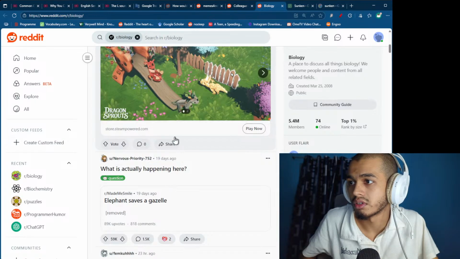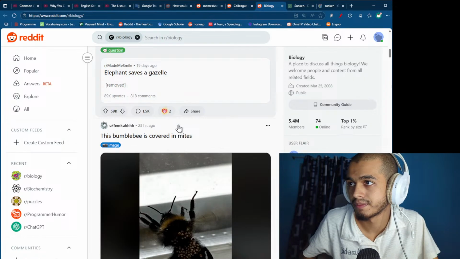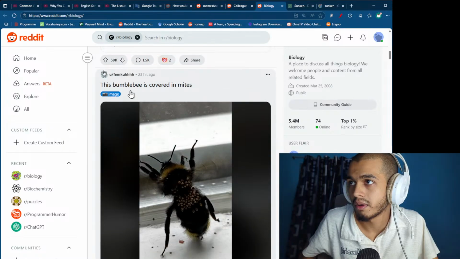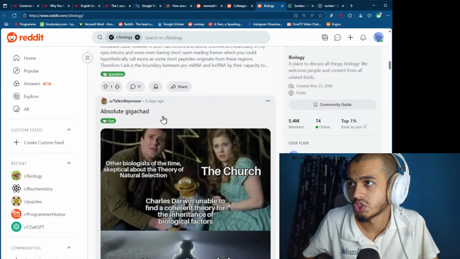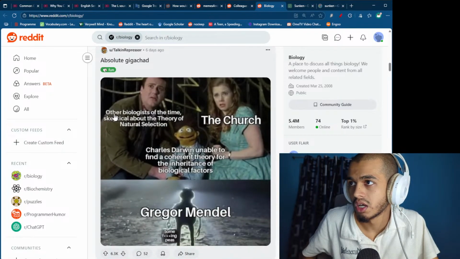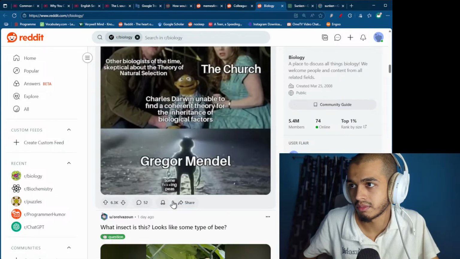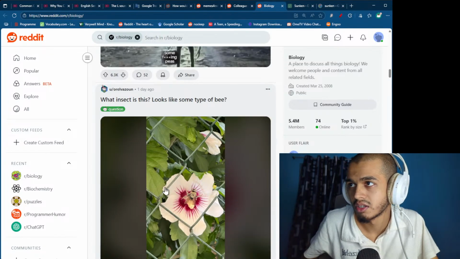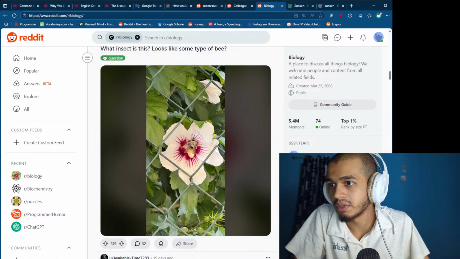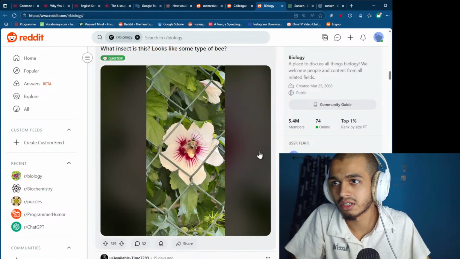Let your imagination. Okay, what is actually happening here? The bumblebee is covered in mites. Ooh, mites. Absolute gigachad. Other biologists of the time were skeptical about the theory of natural selection, the church. Charles Darwin, unable to find a coherent theory for the inheritance of biological factors. Gregor Mendel, some peas. What insect is this? Looks like a type of bee? I don't know, bro. What's going on?